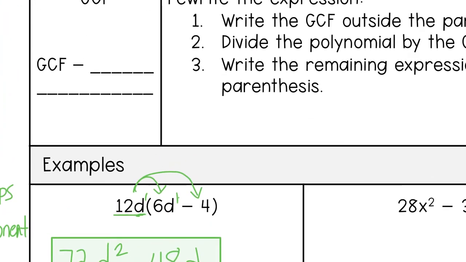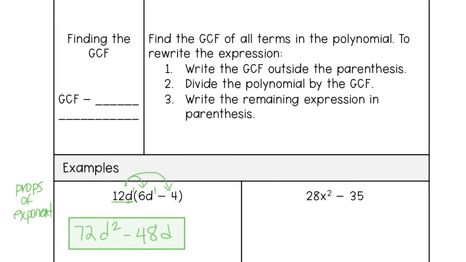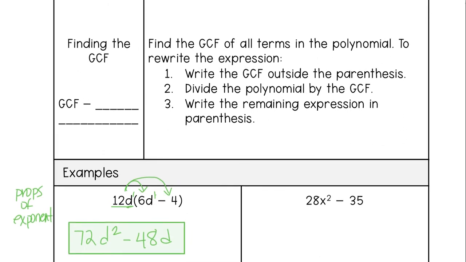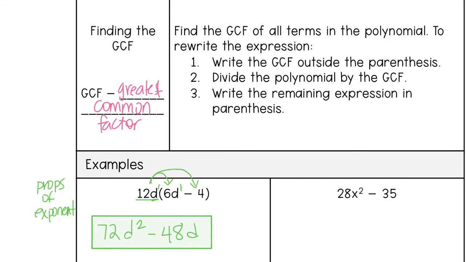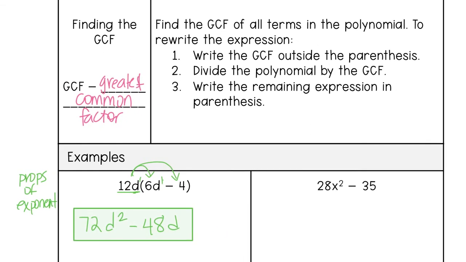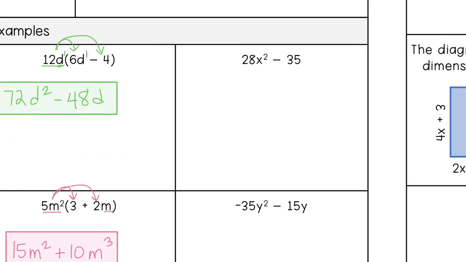Okay, but sometimes you're going to have to work in reverse. So finding the GCF. Remember that GCF stands for greatest common factor. So to find the greatest common factor, you find the GCF of all the terms in the polynomial, and then to rewrite the expression, write the GCF outside the parentheses, divide the polynomial by the GCF, and then write the remaining expression inside the parentheses. So I have two examples of that as well.